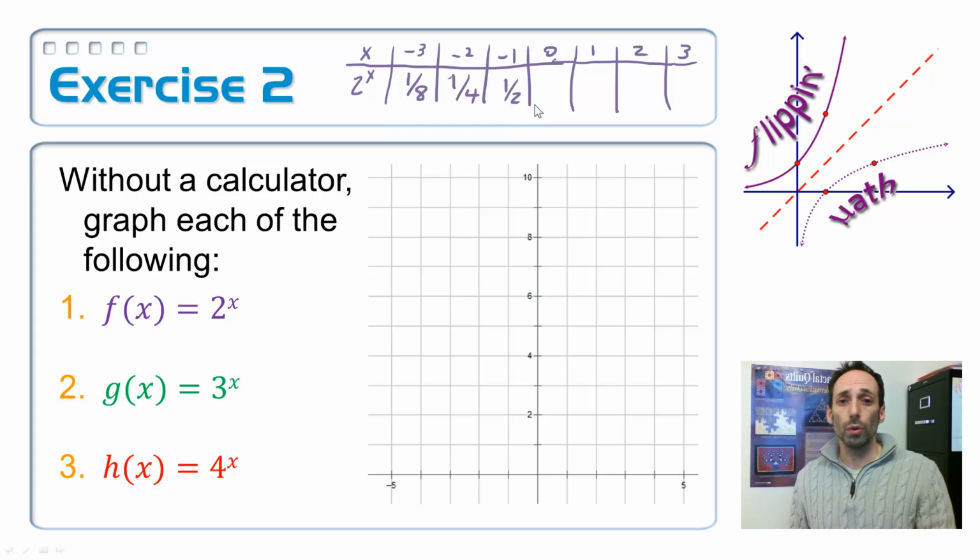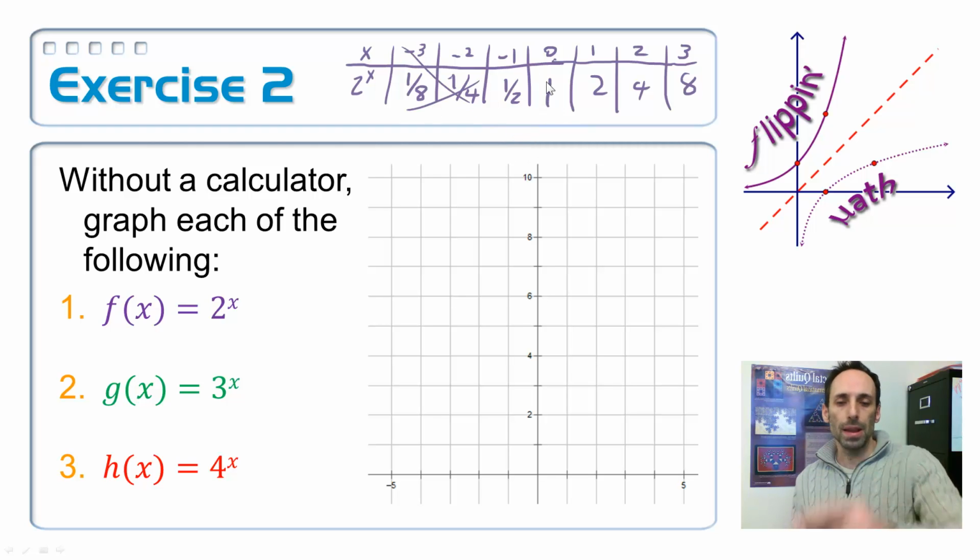If I plug in 0, anything to the 0 power except 0 is equal to 1. Plug in 1, of course it's 2. 2 to the second power is 4. 2 to the third power is 8. Obviously, whenever you go to graph this, there's no way you're going to get this kind of accuracy. You're not going to be able to find those points on the graph.